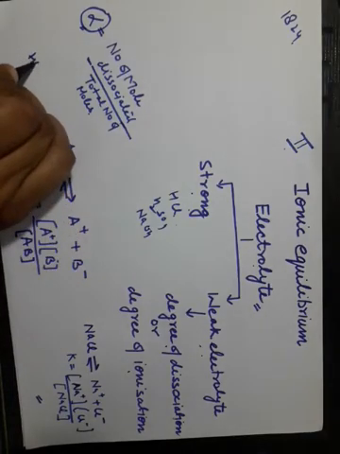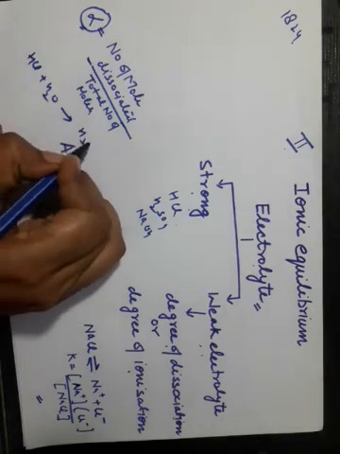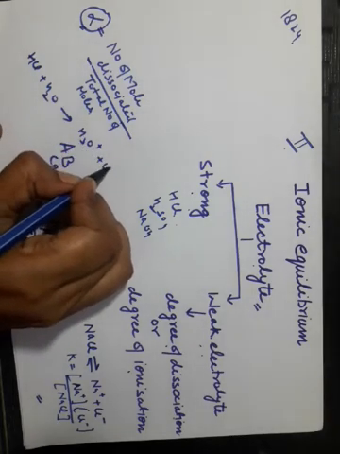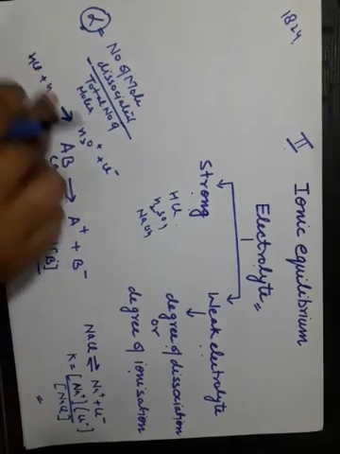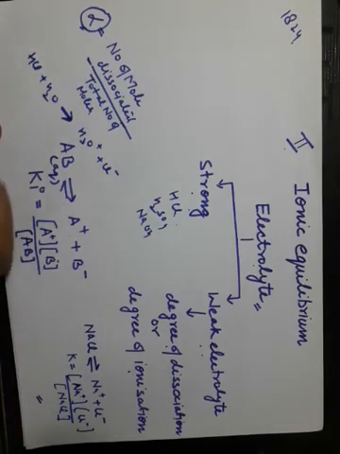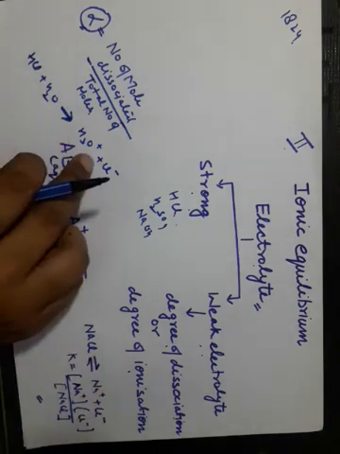And second most important thing, the strong electrolytes are completely ionized when they dissolve in water. For example, HCl, when dissolved in water, forms H3O+ ion plus chloride ion. They are represented by a single headed arrow because they are completely dissociated. But weak electrolytes are not represented like this.